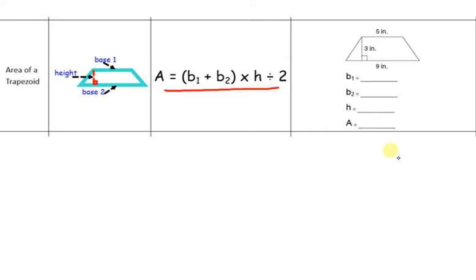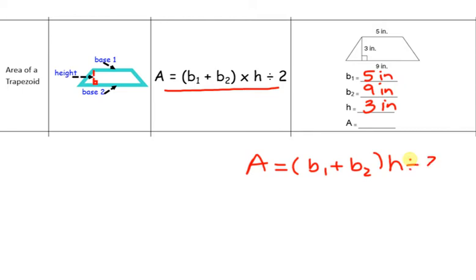Okay, now that you have unpaused the video, I'm going to show you how to calculate this example here. Your base 1 is going to be the top, and that is going to be 5 inches. Your base 2 is the bottom, and that's going to be 9 inches. And your height is going to be the highest point to the lowest point, which is 3 inches. Now, the formula is area equals base 1 plus base 2 times the height divided by 2.